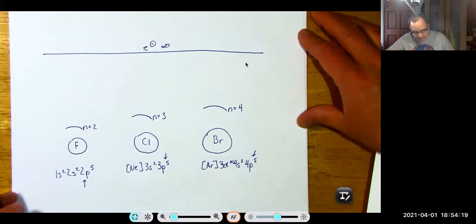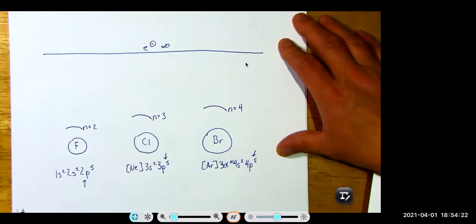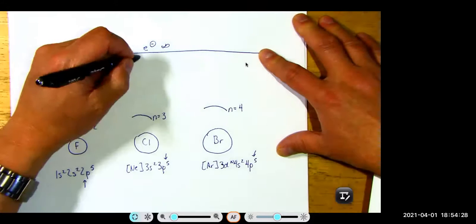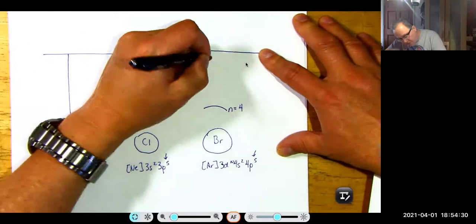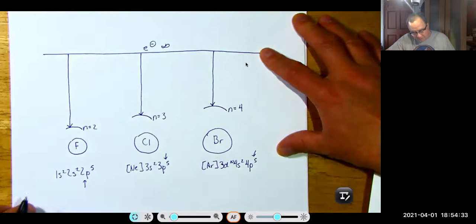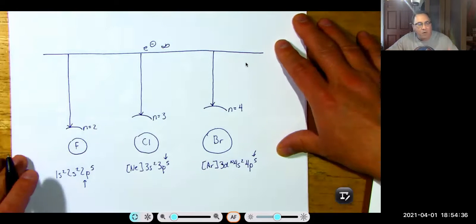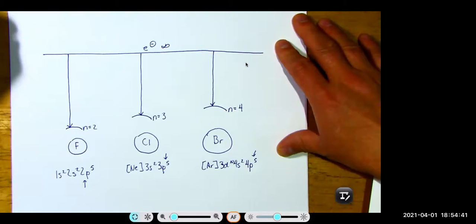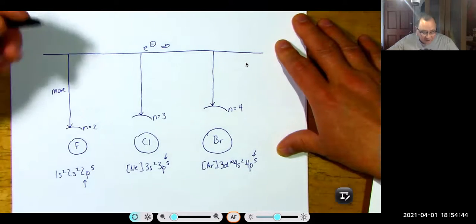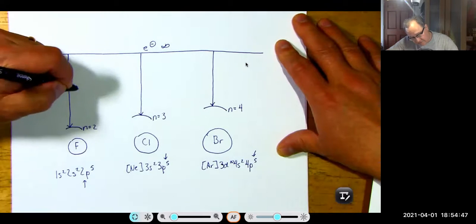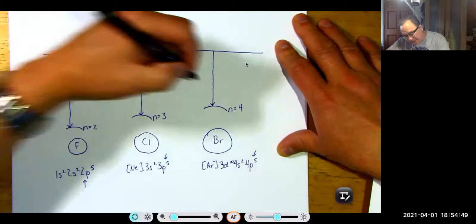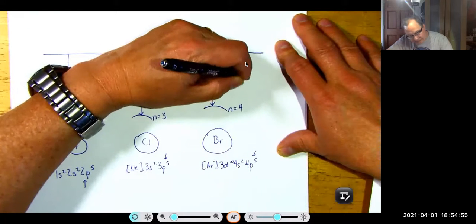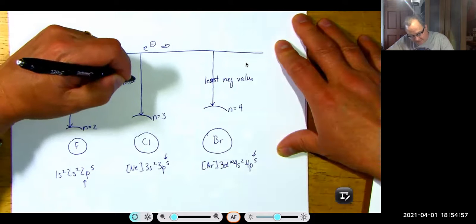So do you kind of understand what's going on here? Yep. Now your electron is going to drop to here for F, drop to here for chlorine, and drop to here for bromine. Which of these is going to be a more negative value? The fluorine. Right. And we can see that because it's a longer arrow. And this is going to be the least negative value. And I always like to call this one the midlist negative value.